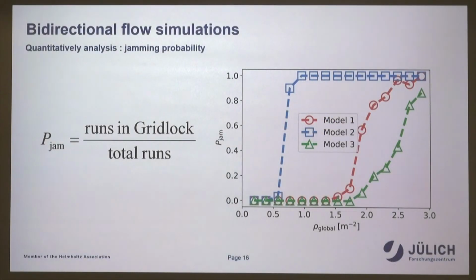The result of the jamming probability is shown in this figure. The x-axis is the density, and the y-axis is the jamming probability. The jamming probability in model 3 is much lower than the other two models, especially in the high density areas.